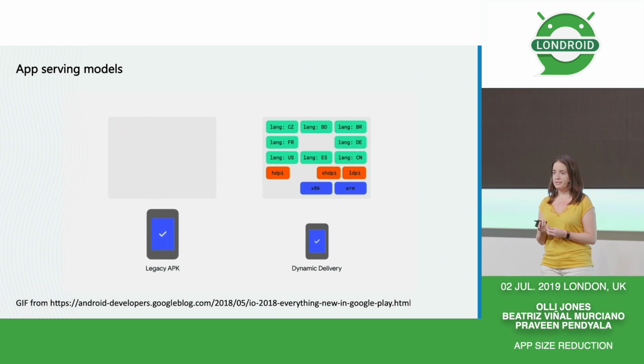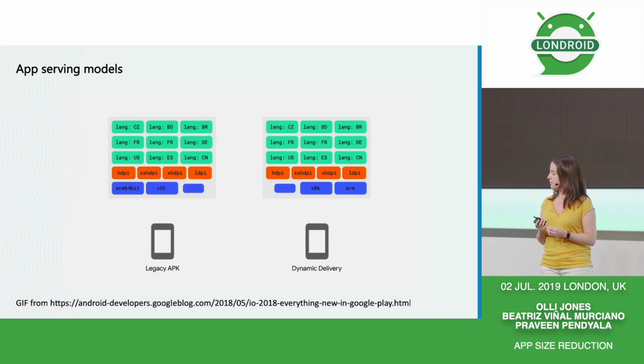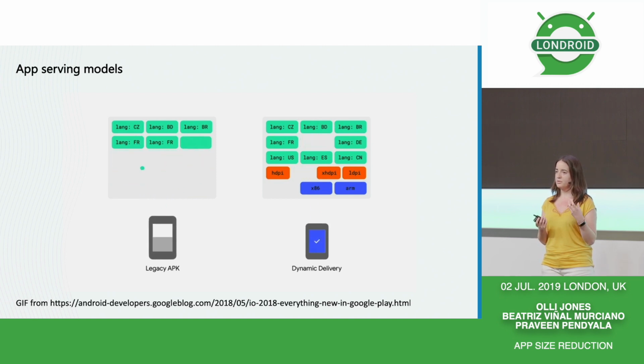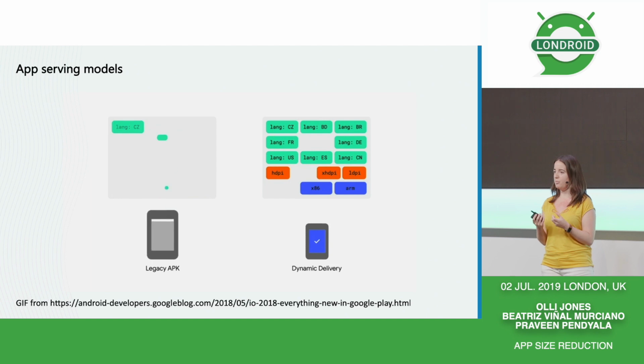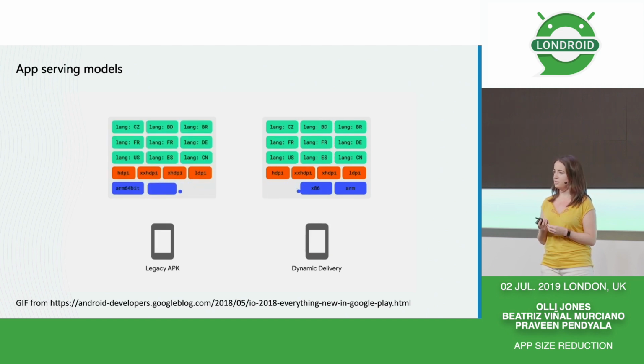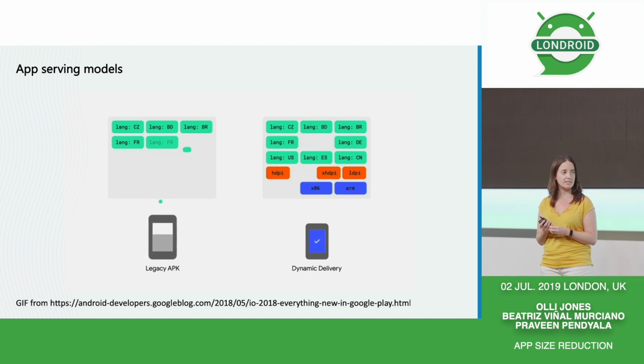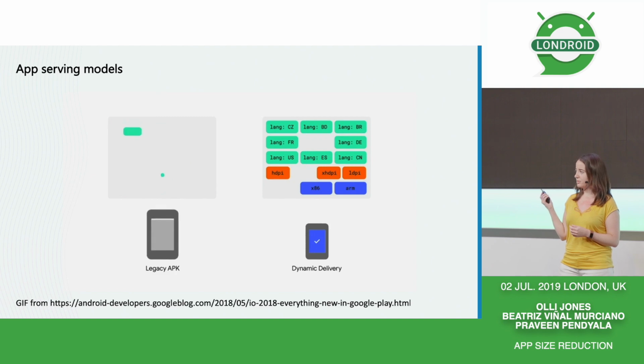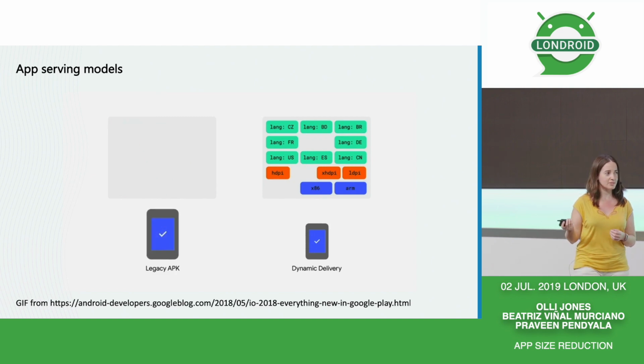The other thing that dynamic delivery allows us to have is dynamic features, which are parts of the app that you can download only when you need them, on demand, while you're running the app. And that looks very promising, but we haven't found a good usage for it, so we are not using that yet. But it can be a good way to reduce the size further. And now I'm going to leave you with Olli for some final thoughts.